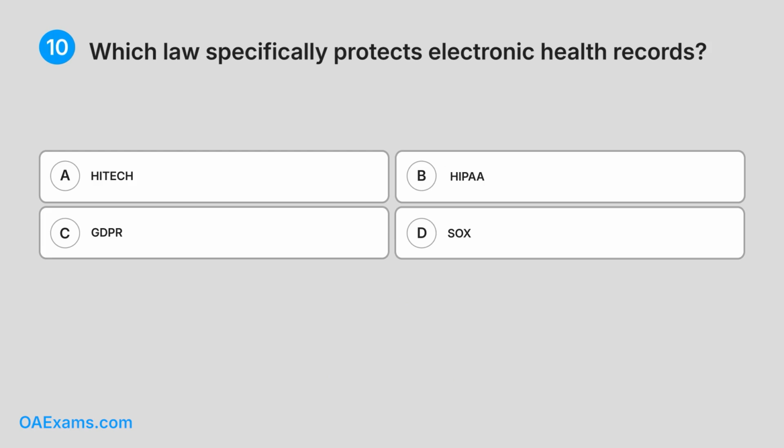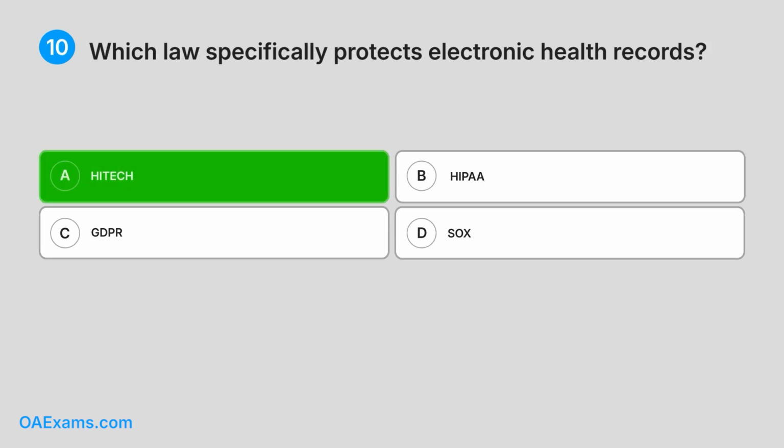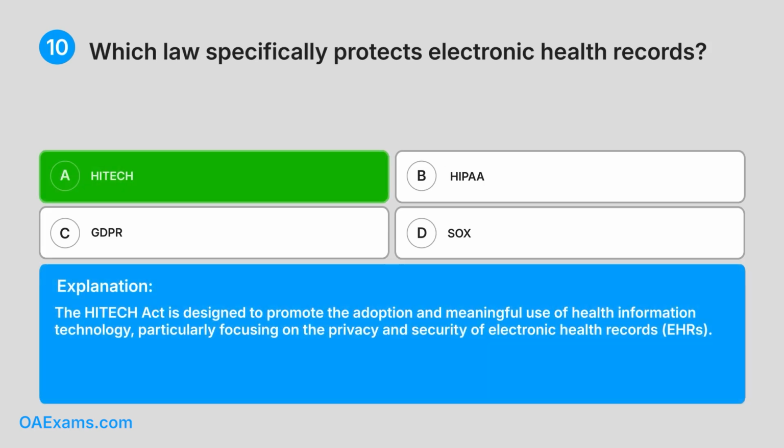Correct answer: A. HITECH. Explanation: the HITECH Act is designed to promote the adoption and meaningful use of health information technology, particularly focusing on the privacy and security of electronic health records, EHRs.